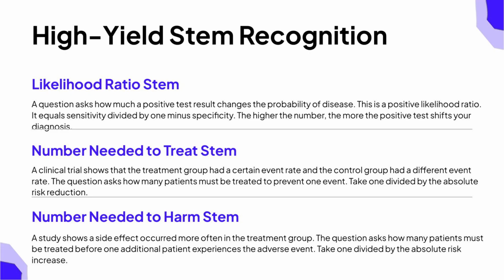For number needed to treat, the classic STEM gives you event rates in the treatment and control groups and asks how many patients need to be treated to prevent one bad outcome. The formula is 1 divided by the absolute risk reduction, which is the control event rate minus the treatment event rate. For number needed to harm, the STEM describes a side effect that happens more often with the drug. You calculate 1 divided by the absolute risk increase. Practice these calculations in your question bank until they are automatic.